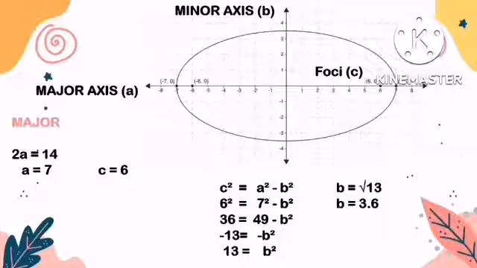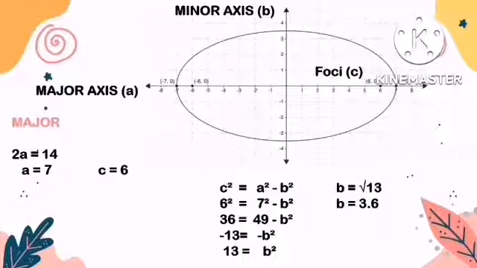Now that we already found those two values, A and C, let's continue on finding our B using this equation: C squared is equal to A squared minus B squared. Let's substitute C by 6 and A by 7. 6 squared is equal to 36 and 7 squared is equal to 49. Let's subtract 49 from both sides of the equation, and our b squared would be -13.